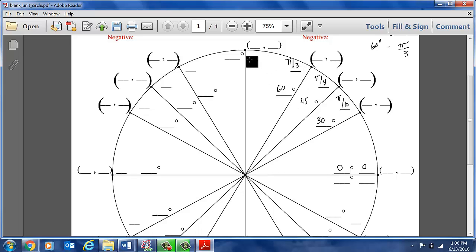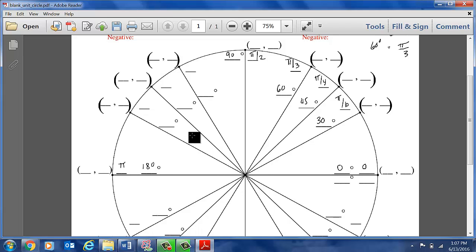The next quadrantal angle we come to is 90 degrees, which again is pi over 2 radians. And then let's tackle quadrant 2. So I'm going to jump down here. I know that this is 180 degrees, and that is pi radians.